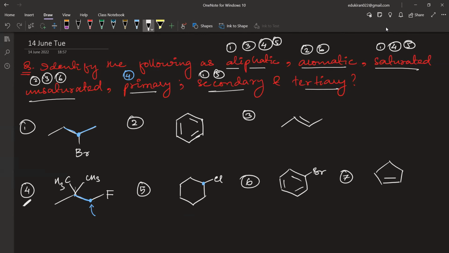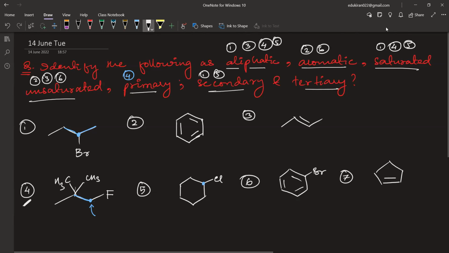Now this is what I am saying, that organic chemistry is not deterministic, it is probabilistic. That means it is aromatic also, and it is secondary also. Now you have to choose which one is dominant. Here the aromatic nature is dominant, which is why we focus on the aromatic nature. Okay. Now the seventh one, tell me, aliphatic or aromatic?